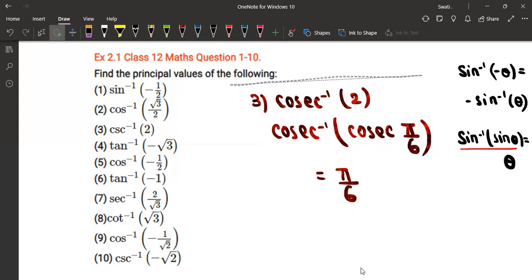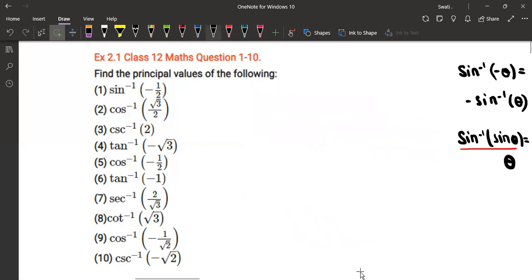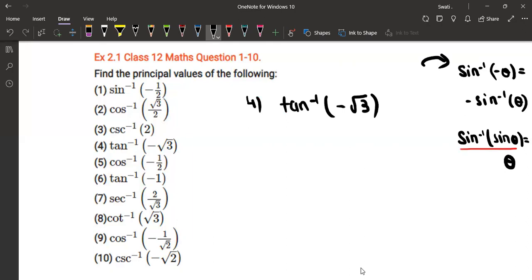Now let's move to the next question. For the next question, that is tan inverse minus root 3. I'm just realizing that this is a little different. So tan inverse as it is, and then minus root 3. Now just the way I have written here, sine inverse minus theta, we can write down as minus sine inverse theta. Same way this minus sign also we can write down outside.